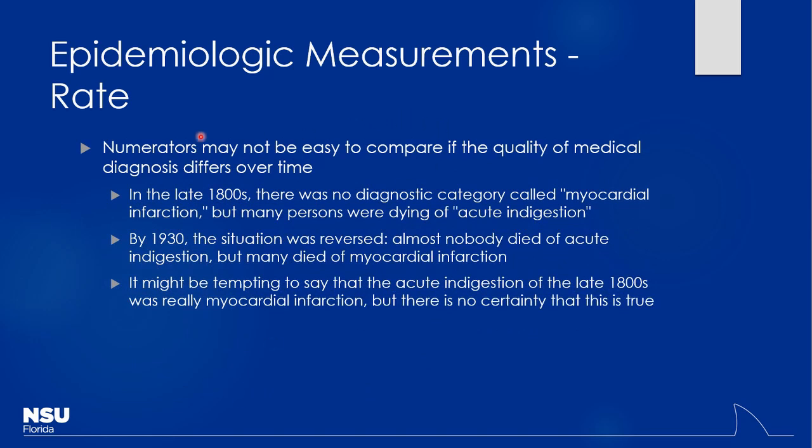And again, as mentioned, the numerators may not be easy to compare depending on the medical diagnosis. So for instance, I mentioned the people back in the 1800s did not die of myocardial infarction. They died of acute indigestion. Now, if you were to look back at all those patients, can you just say that everyone in the 1800s who died of acute indigestion died of a heart attack? No, it could have been a lot of other things. It could have been an AAA, could have been many different things they could have been dying from. And so it's really hard to look back at that to say, well, what was the actual rate of people with MIs back in the 1800s? You'd have no way to know, right? Unless you can make a time machine or something.